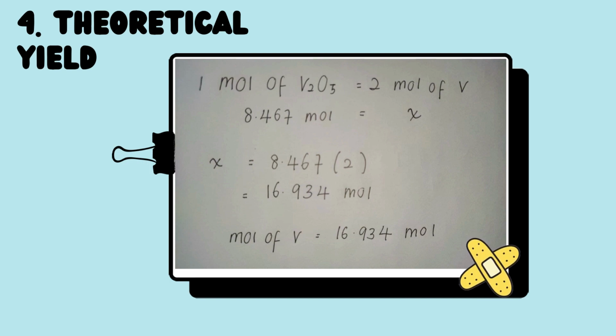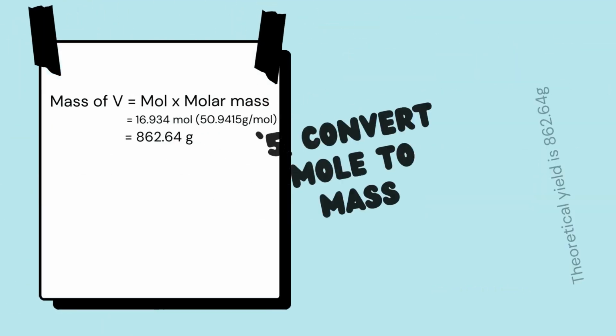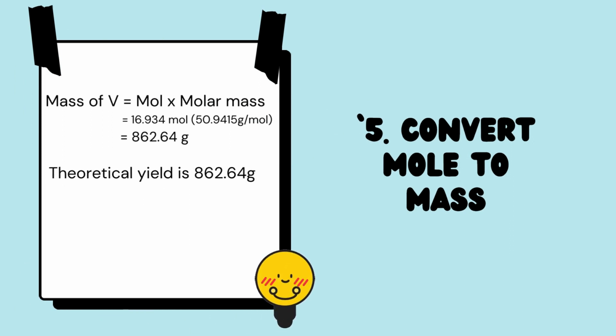But this is not the final answer. We will convert it into mass. This also requires you to refer to the Mamonovo diagram if you still have confusion about this. So multiply it with molar mass, just simply like that. We'll get the final answer, which is 162.64 gram. This is our theoretical yield. So question A is already answered.